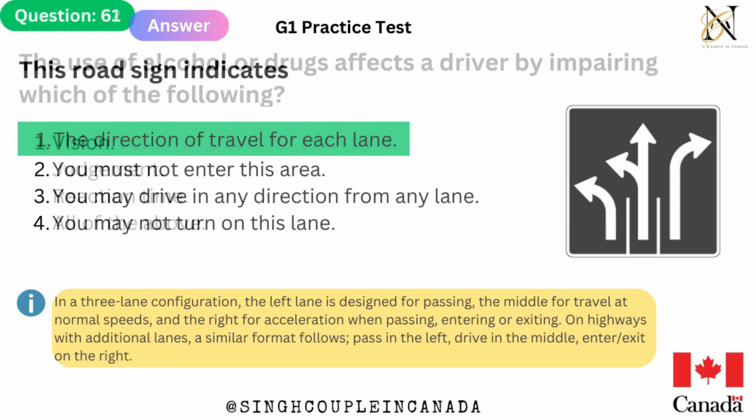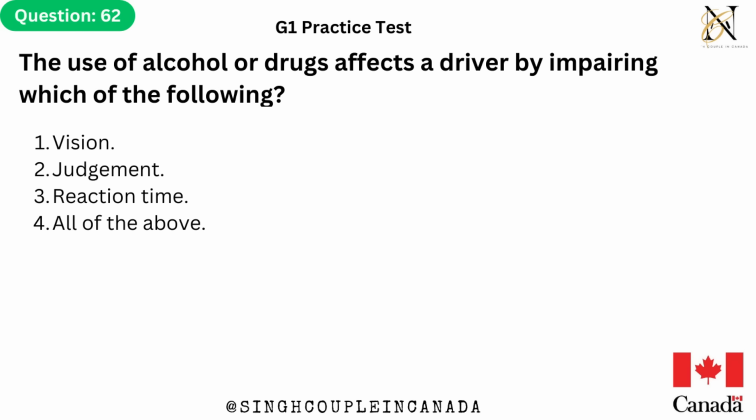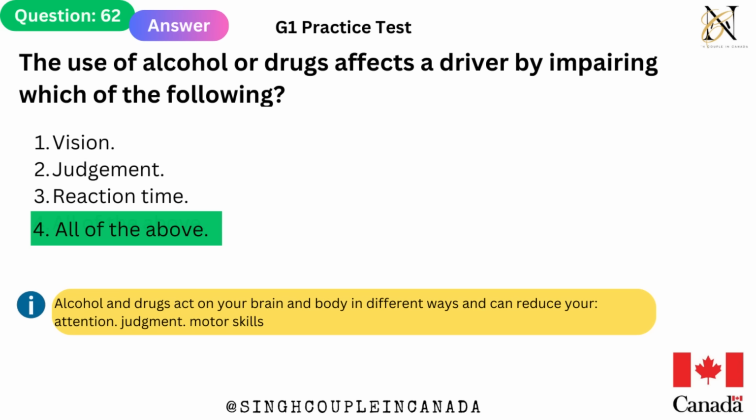The use of alcohol or drugs affects a driver by impairing which of the following? 1. Vision. 2. Judgment. 3. Reaction time. 4. All of the above. The answer is 4. All of the above. Alcohol and drugs act on your brain and body in different ways and can reduce your attention, judgment, and motor skills.